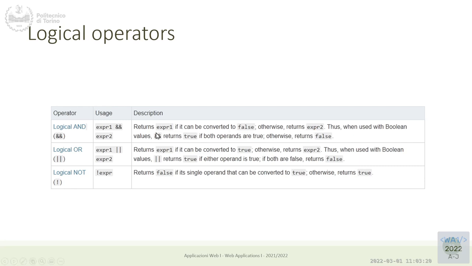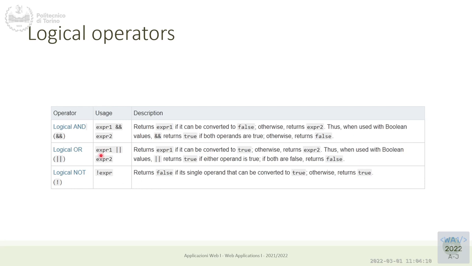Strange. So if the first expression is false, then it returns false. If expression 1 is 0, then it returns 0. If expression 1 is true, it returns expression 2. Okay. This can be used for some short circuit operations. Remember that what is converted to false, what we call falsy, also includes undefined and the empty string.